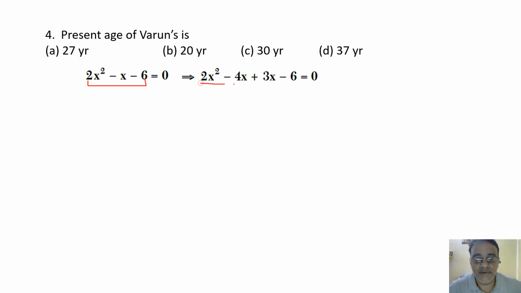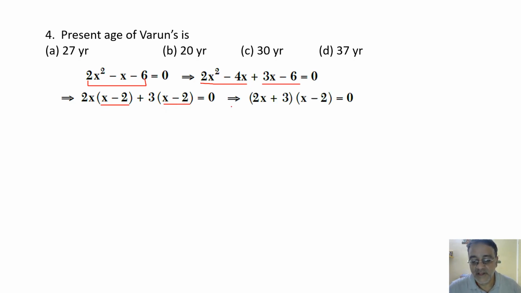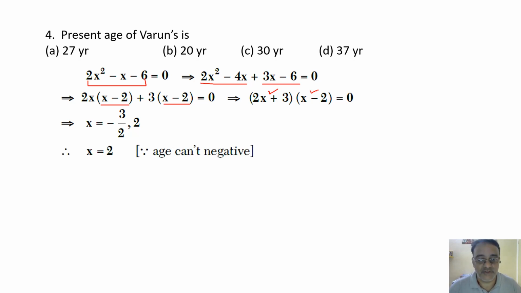So what is the common between these two? 2x, 2x. And here plus 3. Yes. Very good. Now x minus 2, if you take common, we will get 2x plus 3, the other factor. Right. From this we are getting minus 3 by 2 and here 2. But age is never negative. So we have only one answer, that is x is equal to 2.